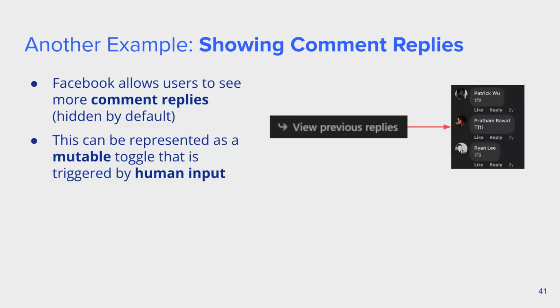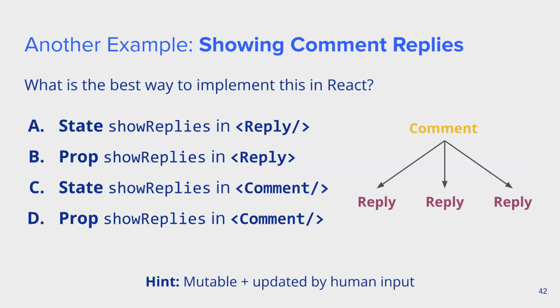So let's take a look at another example, just to solidify this idea. Let's consider the feature that Facebook has where it allows you to see more comment replies if you click on this button here. By default, the additional comments are usually just hidden. And this concept can be represented as some sort of mutable toggle that is triggered by human input. So I'm going to ask you guys to think about this for a few seconds. What would be the best way to implement this feature in React?